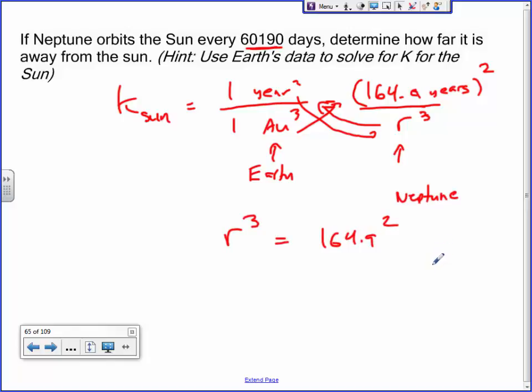Can I visualize that? I lost you. I'll do another example. We'll do a couple. So essentially for the Earth it is 1 over 1, and then Neptune is going to be this over this. We're looking for the radius number. So all I need for you guys to do now is square this number and cube root it. Square 164.9 and cube root it. That'll get you your radius.